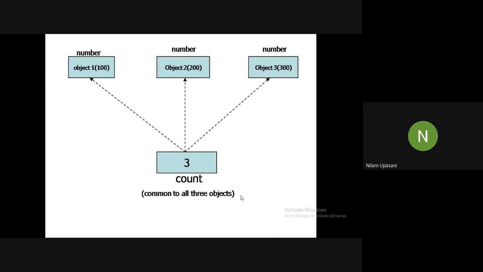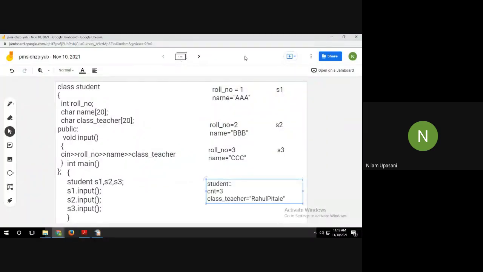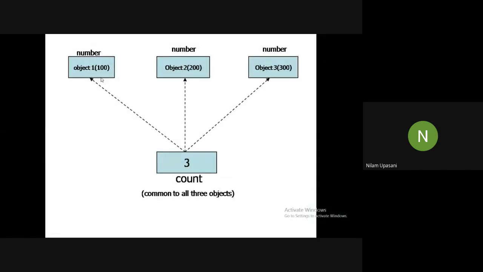This is a graphical representation. Whatever I've explained to you here, the same thing is represented. For each object, separate memory space is allocated. Say per object, suppose this number variable I have created, so in numbers we can keep different values.